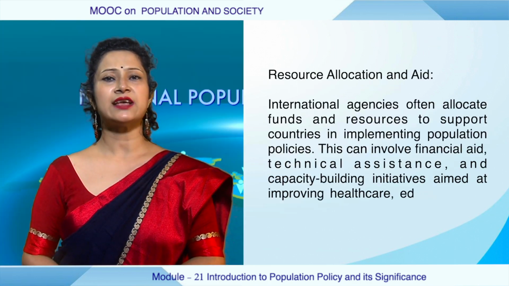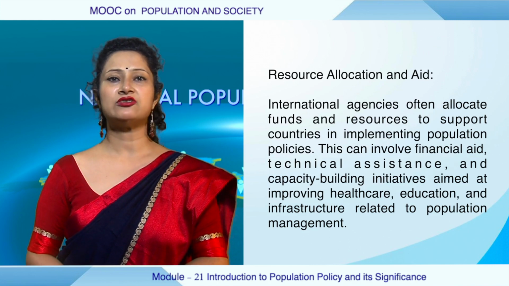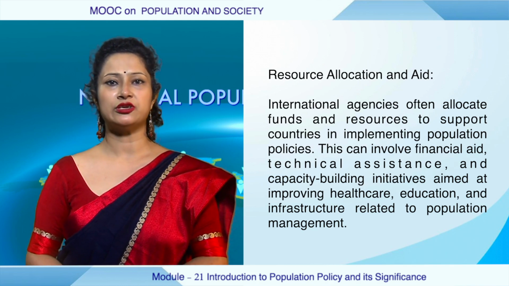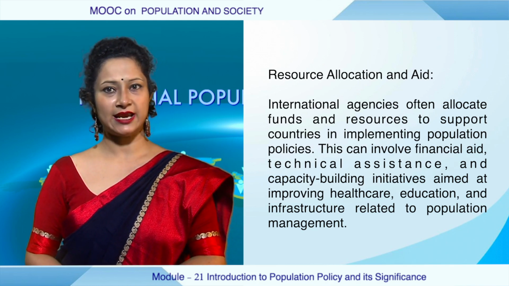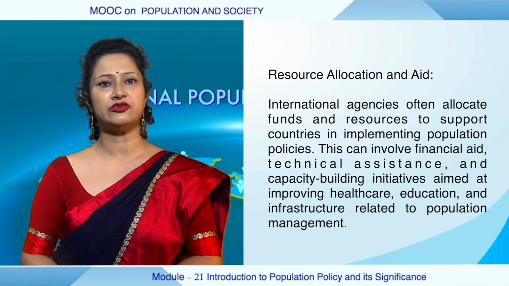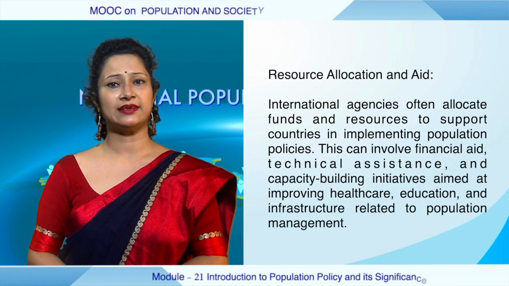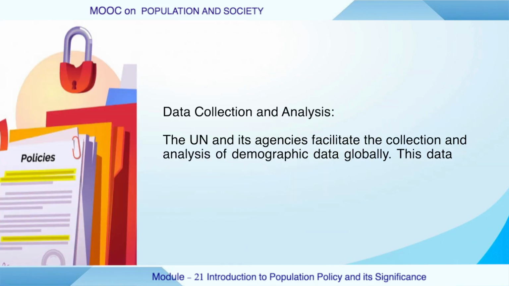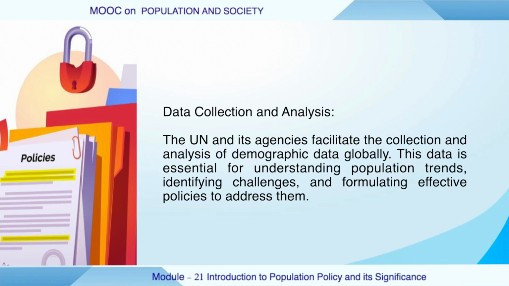Thirdly, we have resource allocation and aid, where international agencies often allocate funds and resources to support countries in implementing population policies. This can involve financial aid, technical assistance, and capacity building initiatives, which aim at providing healthcare, education, and infrastructure relating to population management. Fourthly, we have data collection and analysis. The United Nations and its agencies facilitate the collection and analysis of demographic data globally. This data is essential for understanding population trends, identifying challenges, and formulating effective policies to address them.